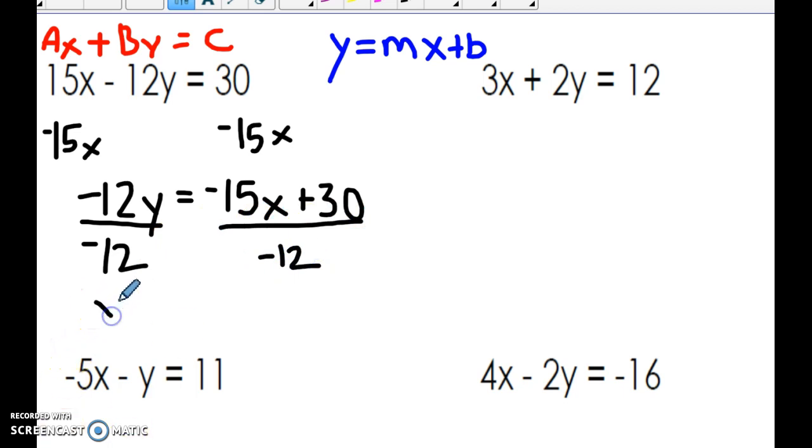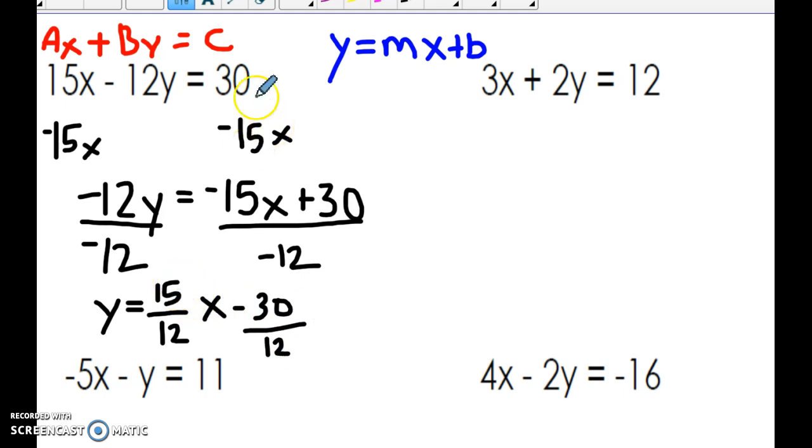So that's going to leave you with y equals, and I have negative 15 divided by negative 12, so that can just be 15 over 12 x. And I have 30 divided by negative 12, so that can be minus 30 over 12 x. But there are some common factors here, so I can simplify this. I can divide by 3. 15 divided by 3 is 5, 12 divided by 3 is 4. So this can be 5/4 x minus, and I think 6 can go into both of these. So 30 divided by 6 is 5, 12 divided by 6 is 2. And I can make it minus 5 halves.